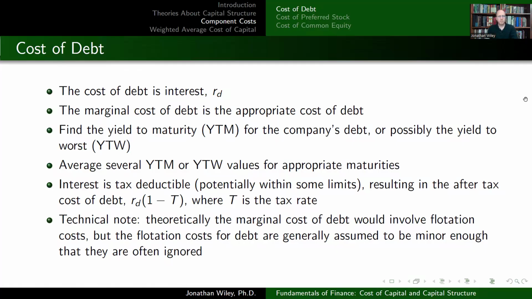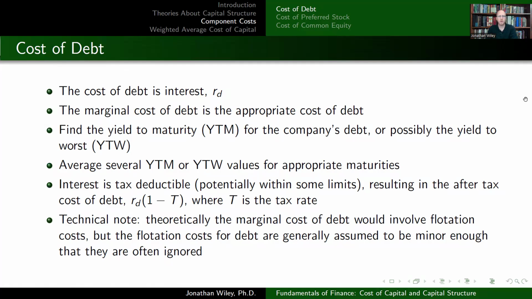Okay, so in this video, I'm going to talk a little bit about the cost of debt. The three sources of capital that a firm has are debt, preferred, and common equity. Let's start with the cost of debt. Cost of debt is going to be interest, which I'm going to denote by R subscript D, so RD.